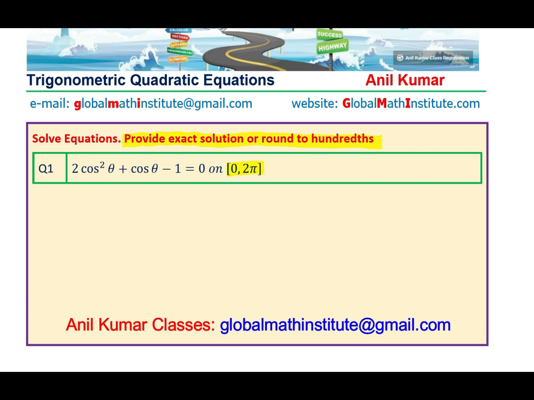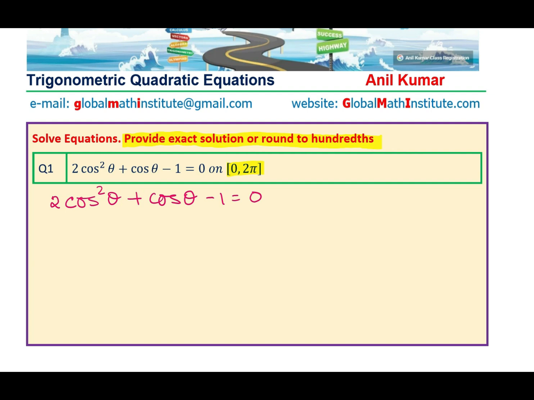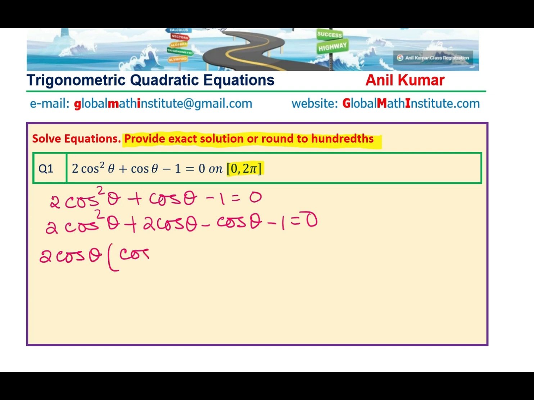So it's like a quadratic equation, right? So we have 2 cos square theta plus cos theta minus 1 equals 0. We can factor it, product of minus 2, sum of 1. So let's factor. We get 2 cos square theta plus 2 cos theta minus cos theta minus 1 equals 0. Taking 2 cos theta common, we get cos theta plus 1. Taking minus common, we get cos theta plus 1 equals 0.